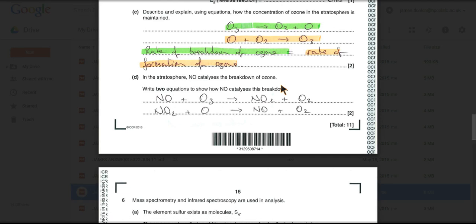And then the final part of this question, write the two equations to show how NO catalyzes the breakdown of ozone. I'm sure this is on everybody's notes. So an NO molecule reacts with ozone and forms NO2 and O2. And then the NO2 that's formed in this step here combines with an oxygen atom and forms NO plus O2.